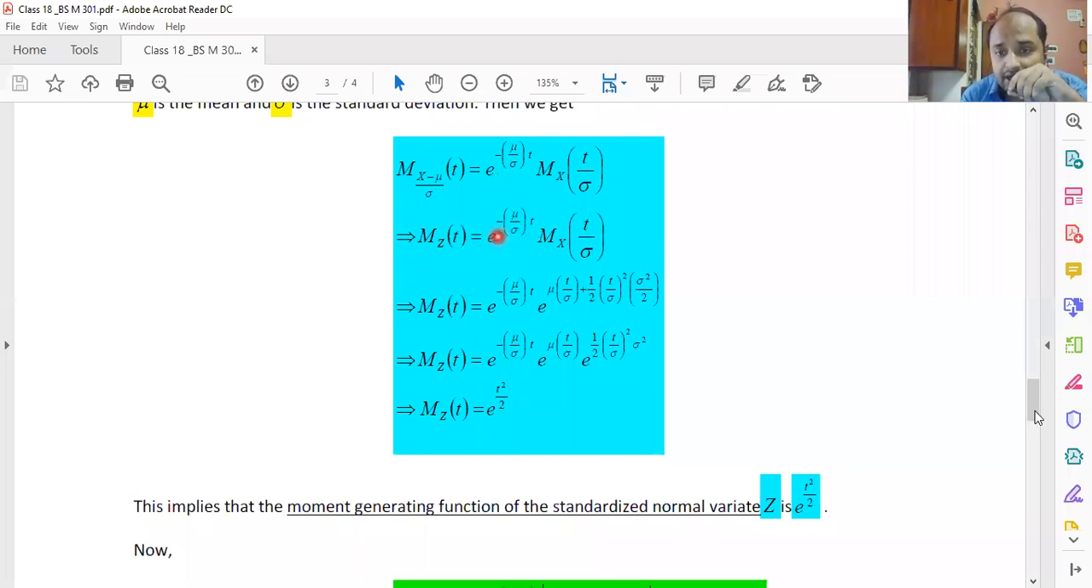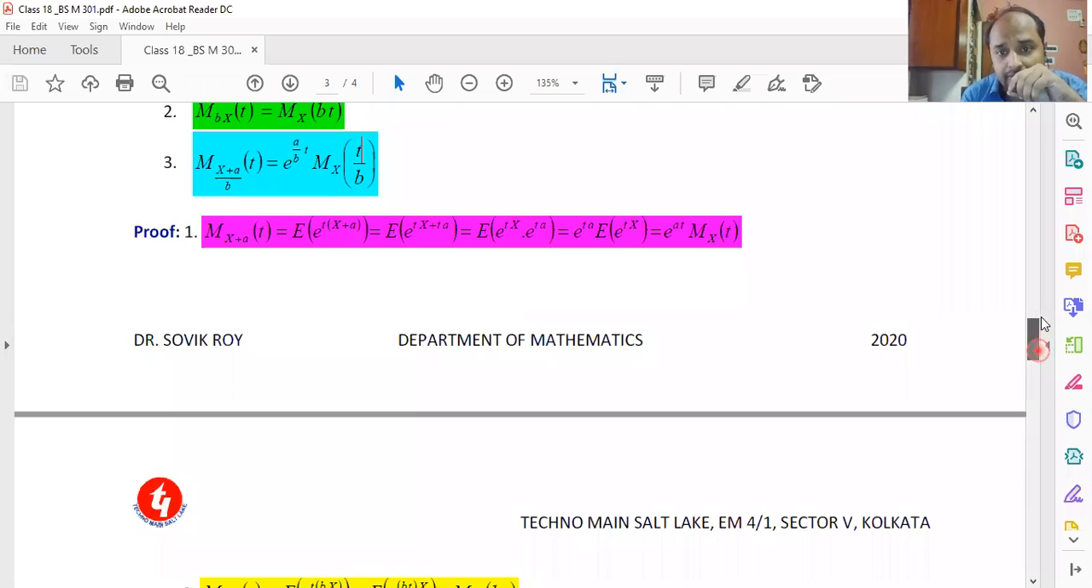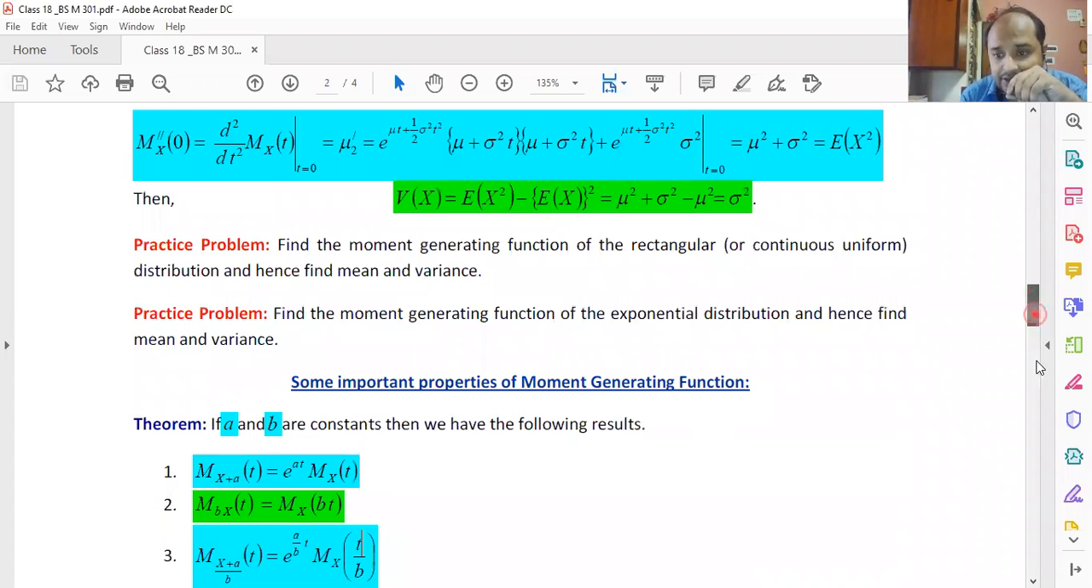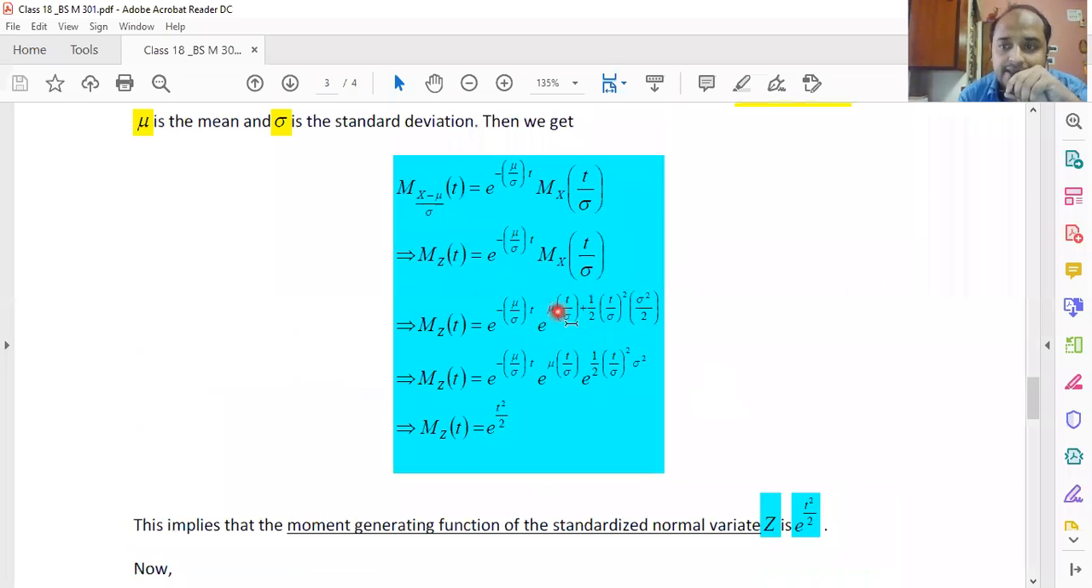But the moment generating function of the normal variate has already been found out. The moment generating function of the normal variate is what? E to the power mu T plus half sigma square T square. See carefully, this is the expression of the moment generating function of the normal variate, with parameter T. So if I apply this over here, the moment generating function at T by sigma will be e to the power, in place of mu T, I shall write mu T by sigma, plus half (T by sigma) whole square, sigma square.